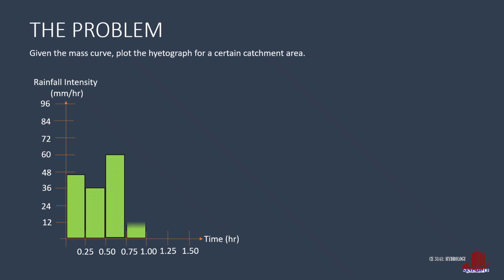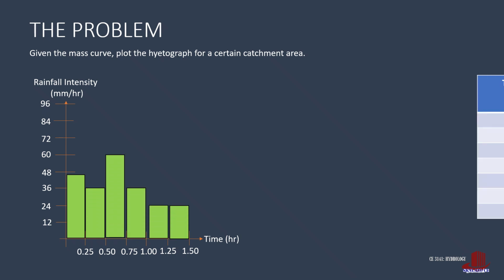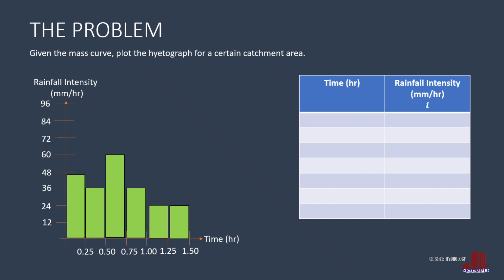This can be done only if we have interpreted the hyetograph properly. Using a table, we can enumerate the time intervals from the graph, where bars are distributed in 15-minute intervals, from 0 to 1.5 hours. This covers the abscissa. Moving on to the ordinate.